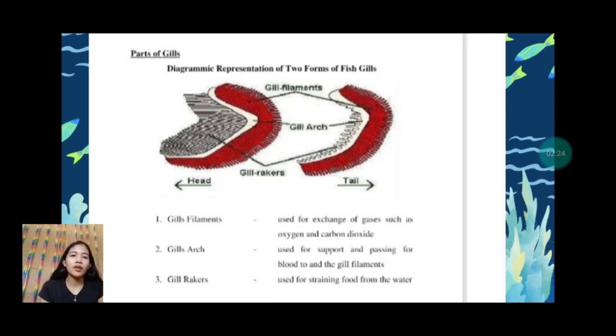Next, we are going to discuss the parts of the gill. So these are the parts of the gills. First, we have the gill filament, used for exchange of gases such as oxygen and carbon dioxide. The second one is the gill arch, used for support and passing the blood to and from the gill filament. The third, or the last one, is the gill rakers. The gill rakers are used for straining food from the water.